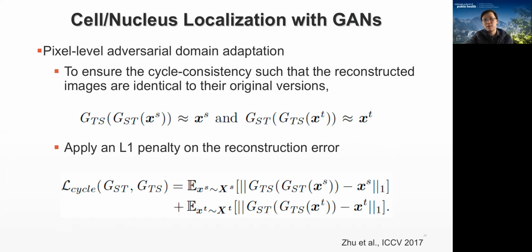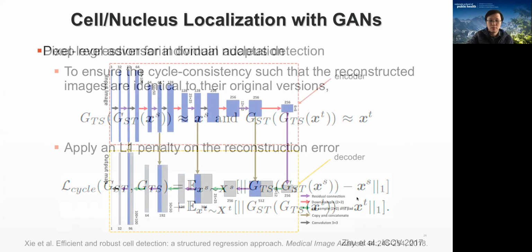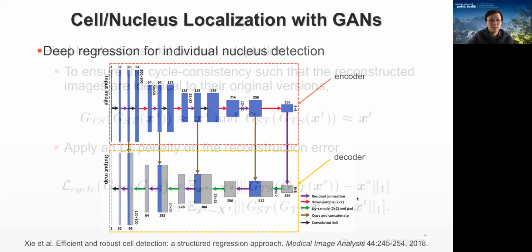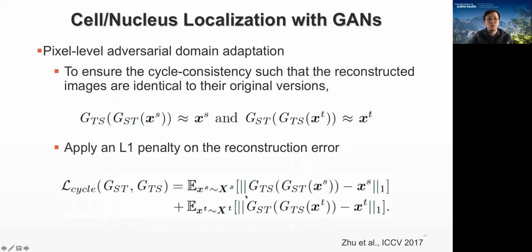And finally, we combine all the losses in a single function. Here we just use an L1 penalty for the reconstruction in the cycle consistent loss. So this is the GAN loss, we combine the GAN loss from the previous slide and this cycle loss as well to train the GAN. And this is the GAN framework.